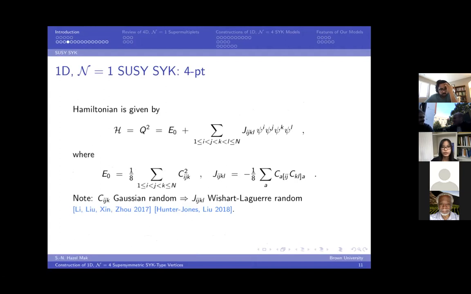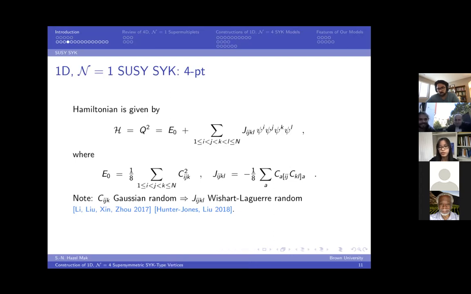So so far... sorry, I have a naive question. Sorry to interrupt. In the previous model, could I have just forgotten about the Q and just worked with the Hamiltonian and specified the J to be this Wishart-Laguerre? Would that be the equivalent model? Yeah, you can do that. Okay, I see. So I didn't need to know about the Q at all, basically.